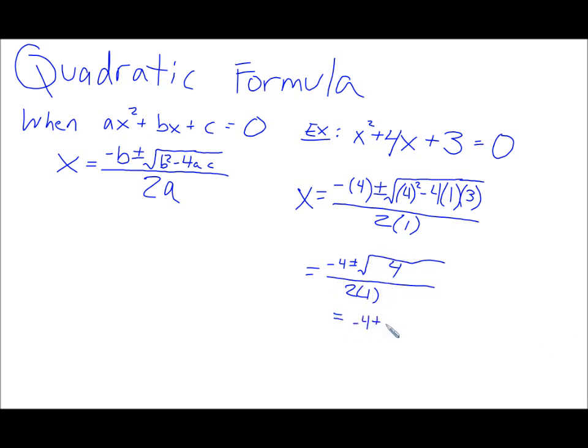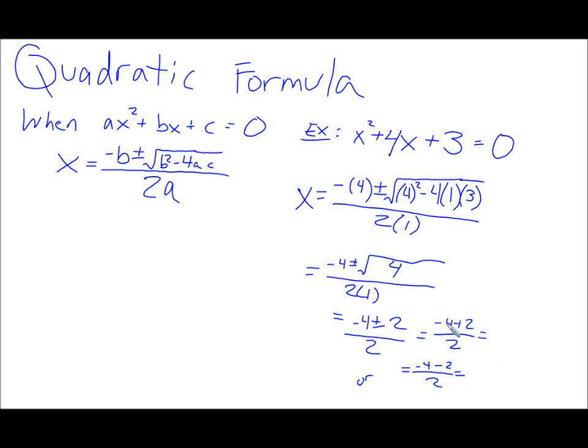So this is negative 4 plus or minus, the square root of 4 is 2, over 2 times 1 on the bottom, which is 2. So we have two solutions: negative 4 plus 2 over 2. Or, and we usually use 'or' because we're saying there's another value here that would work besides this, negative 4 minus 2 over 2. And those are just numbers.